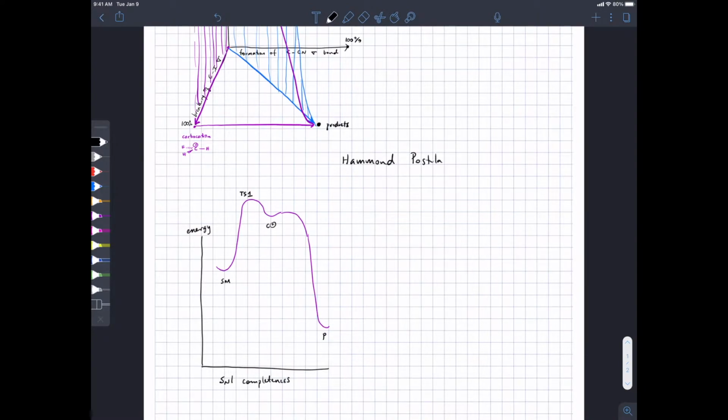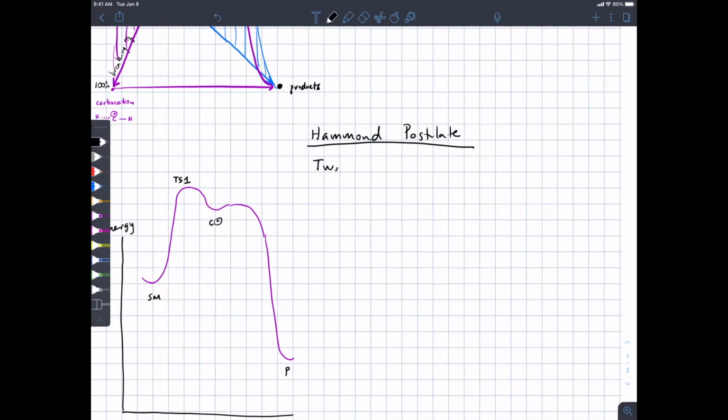And the Hammond postulate says this: on an energy diagram, two adjacent states, like, for example, a transition state and a carbocation intermediate, two adjacent states that are close in energy must be similar in structure.